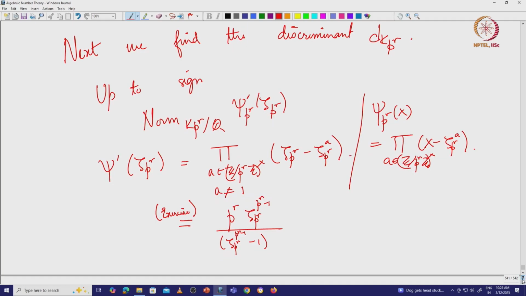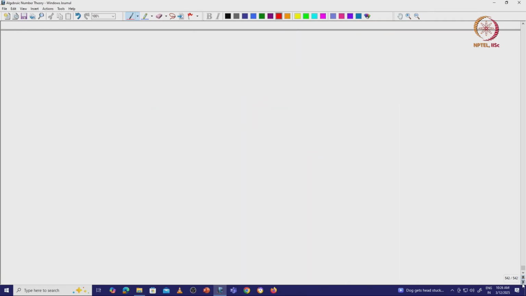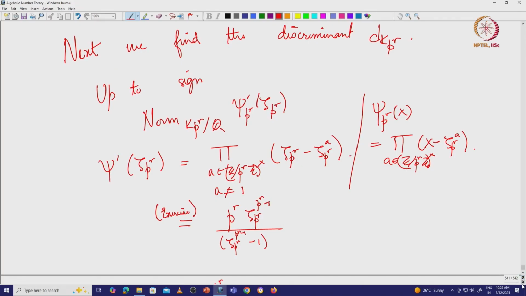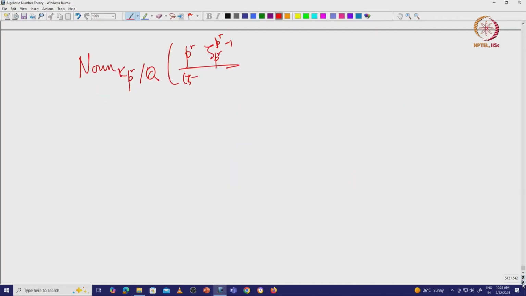So we want to find the norm of this quantity. We want to find the norm from K_{p^r} over Q of p^r ζ_{p^r}^{p^{r-1}} divided by 1 minus ζ_{p^r}, minus 1. Did I write 1 there? Yes, divided by ζ_{p^r} to the p^r minus 1, minus 1.